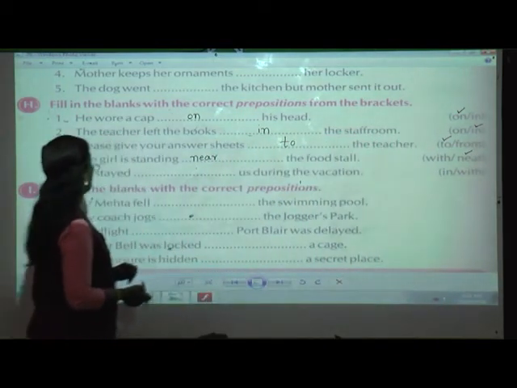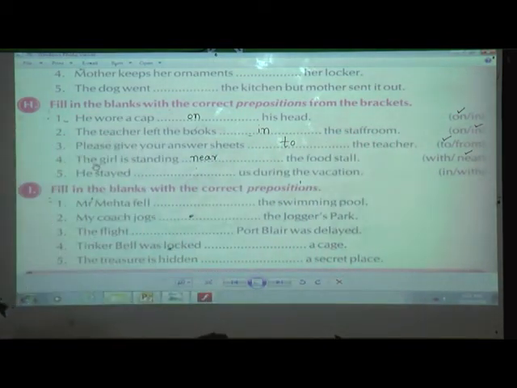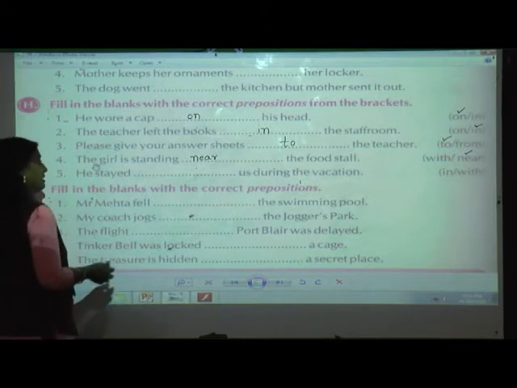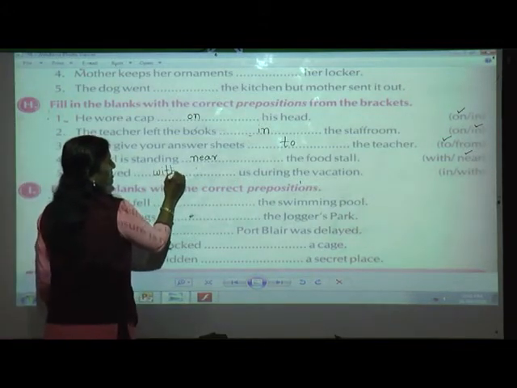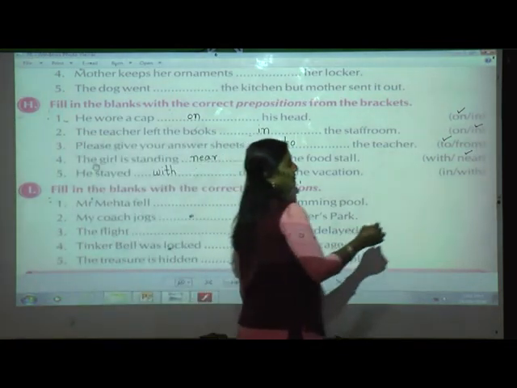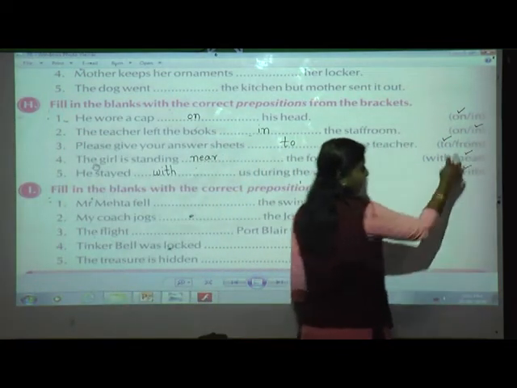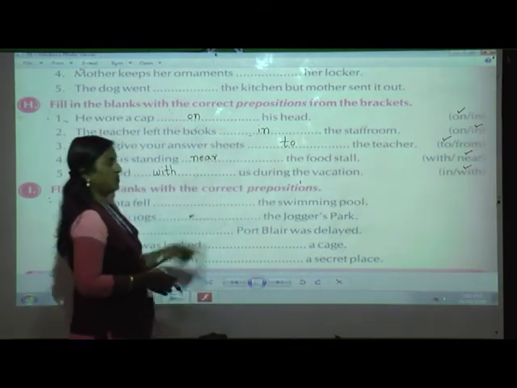Okay. He stayed dash us during the vacation. Now, he stayed in us? No. So which preposition will come? Very good. He stayed with us during the vacation. See, I put a tick over here. You can just copy down over here.